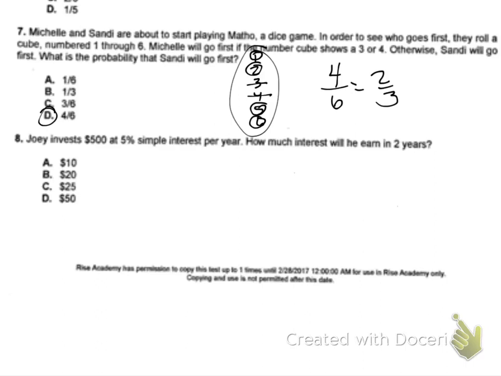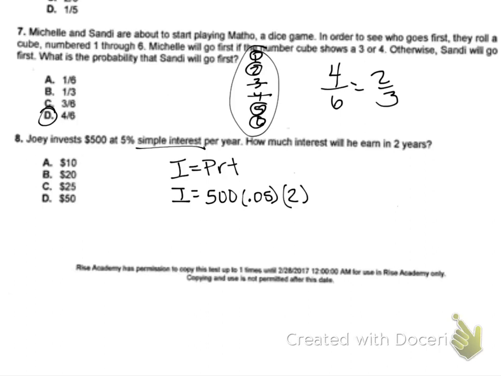Number 8. Joey invests $500 at 5% simple interest per year. How much interest will he have in 2 years? So this is I equals PRT. It's simple interest. All right, so the interest I don't know. The principal amount is what he invests, so that's 500. The rate is your percentage as a decimal. So that's going to be times 0.05, and for time it's the number of years. So times 2.